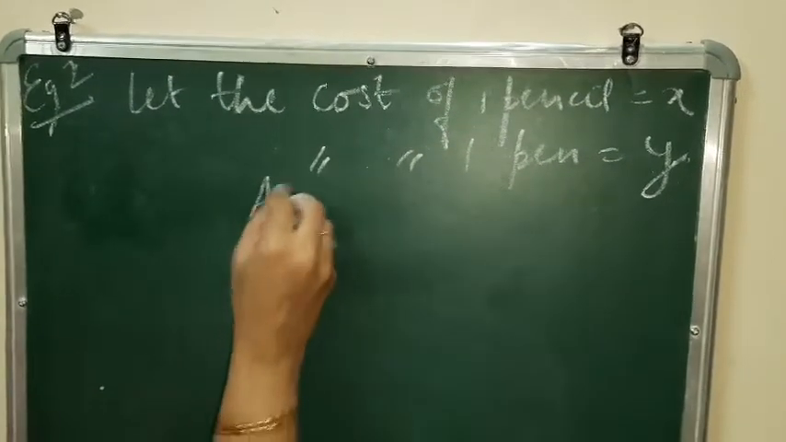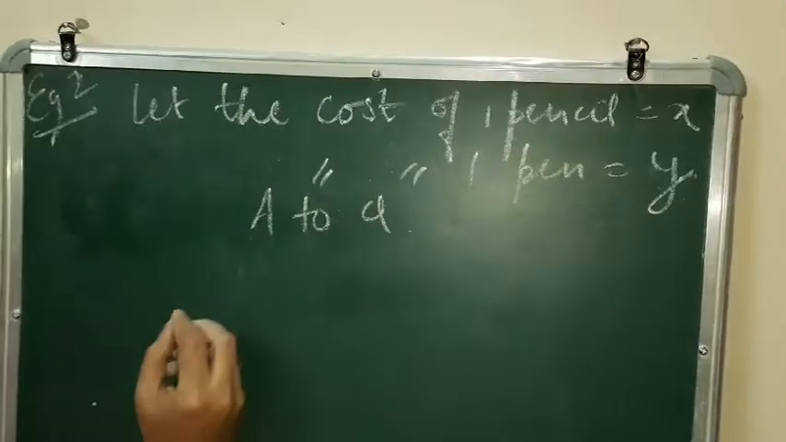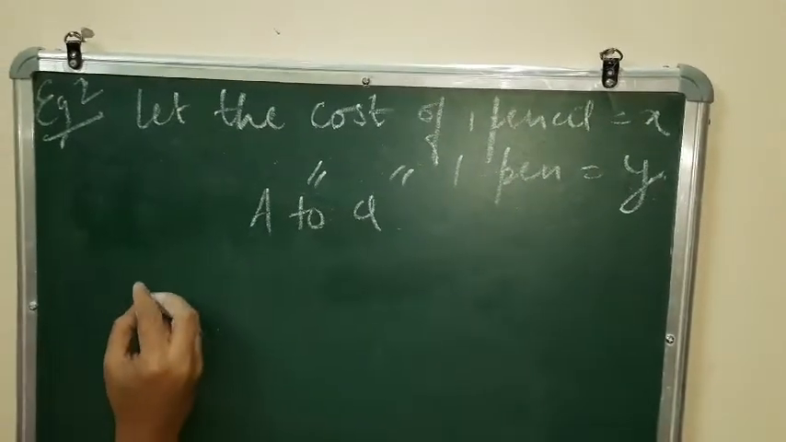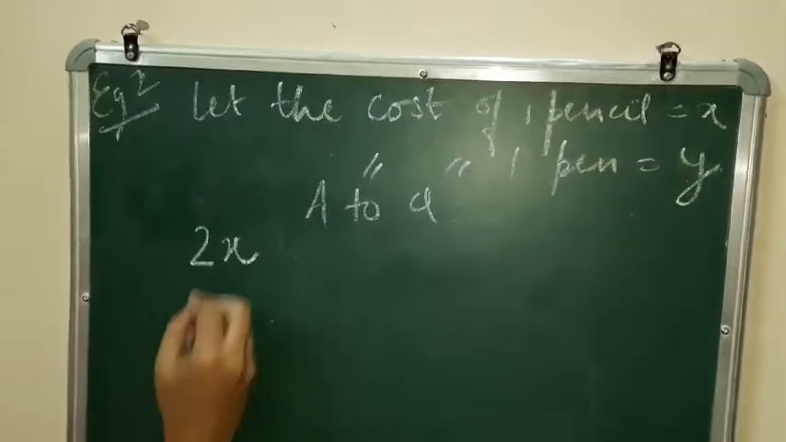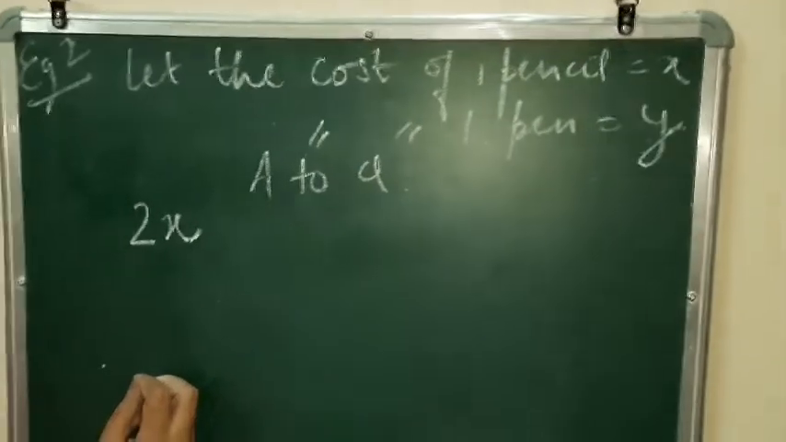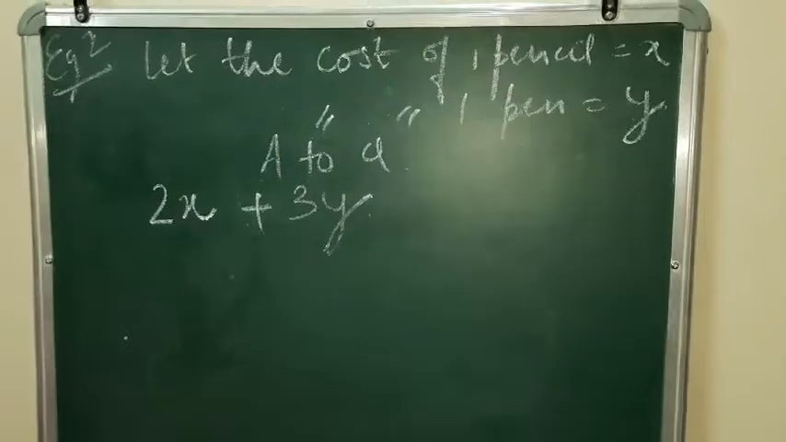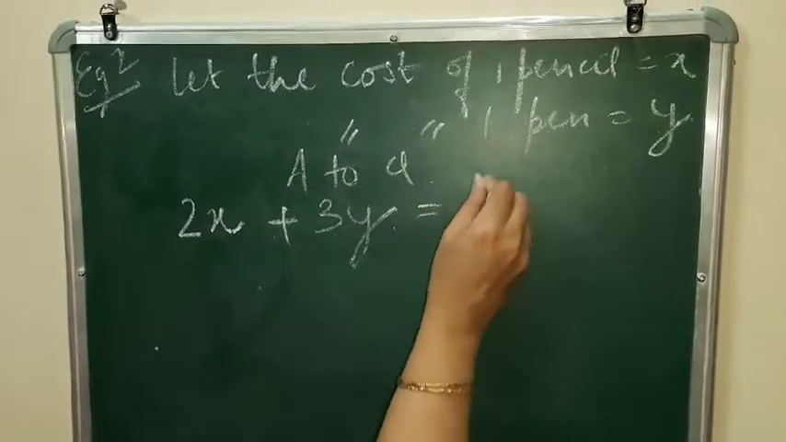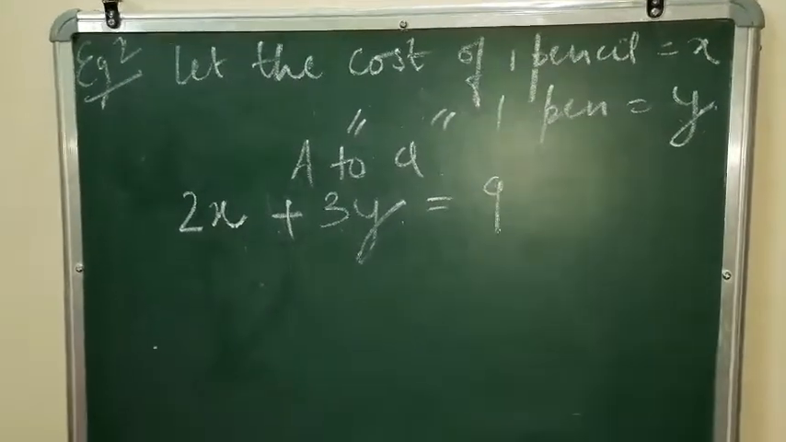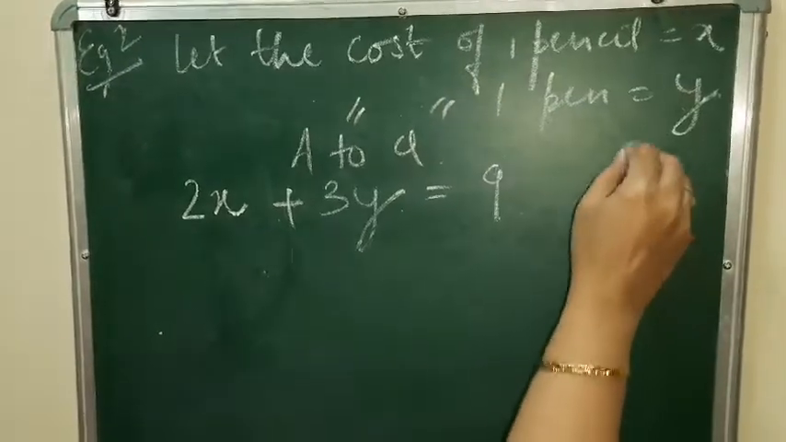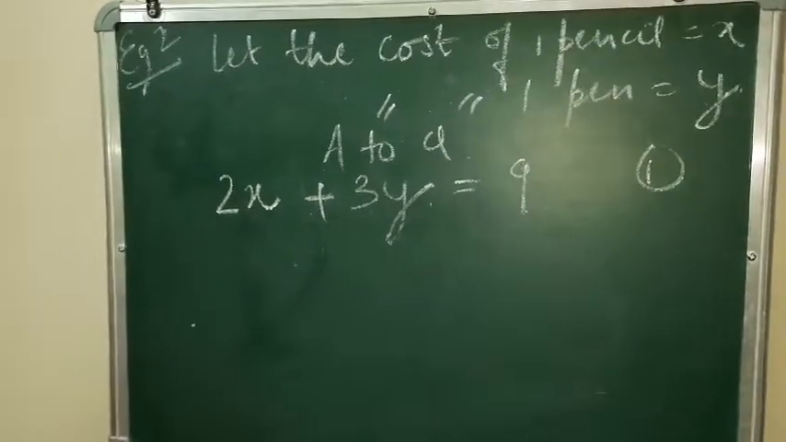Now according to the question, Romila has bought 2 pencils. That means she has spent 2x money. She has bought 3 erasers. That means she has spent 3y money. And in total she has spent rupees 9. This is for Romila, so this is your first equation. I hope it is clear to all.